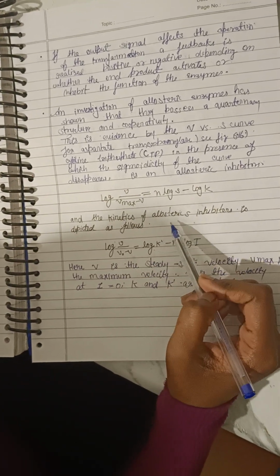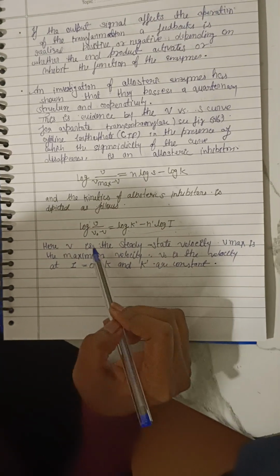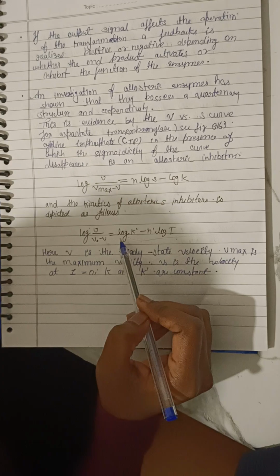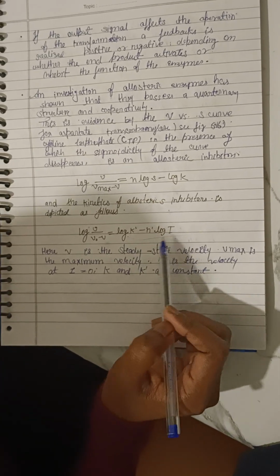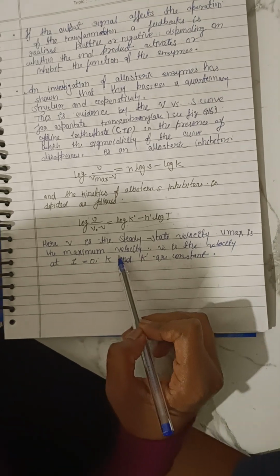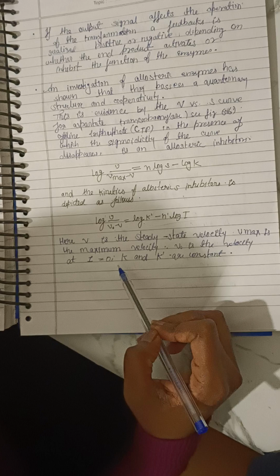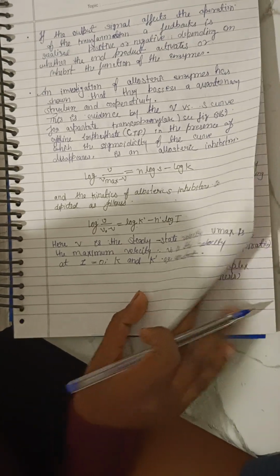And the kinetics of the allosteric inhibition is depicted as follows: log v over v0 minus v is equal to log k minus n log I. Here v is the steady state velocity, v max is the maximum velocity, and v0 is the velocity at I equal to 0. k and k' are constants.